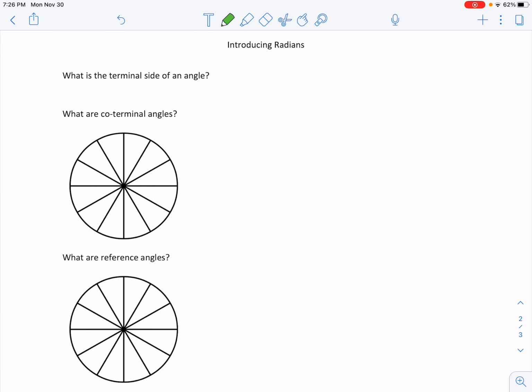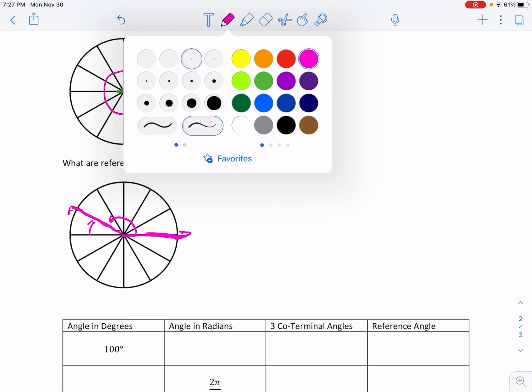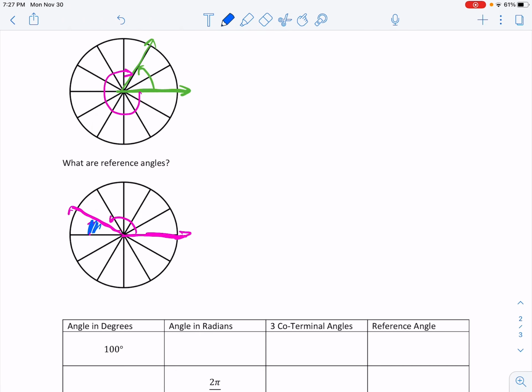All right, terminal side, the one that rotates. All right, coterminal is, here's my initial side. If I rotate this way and get here, I can also rotate this way. The terminal sides are in the same spot, coterminal. Reference angle, here's my initial side. Here's my angle. Okay, my angle goes this way. This is my reference angle. Right here, that's the reference.